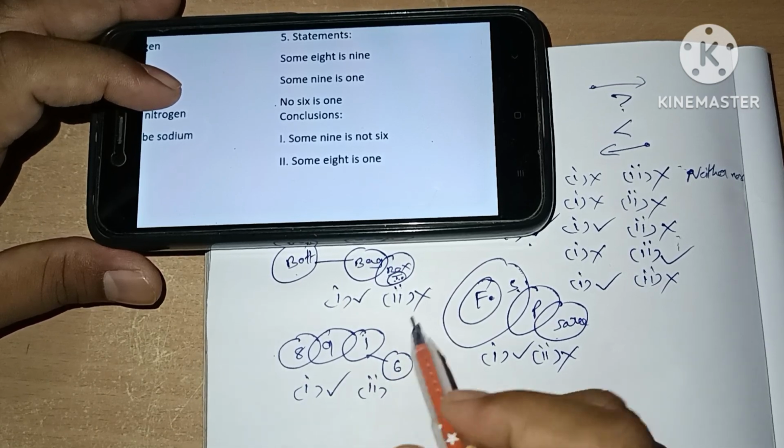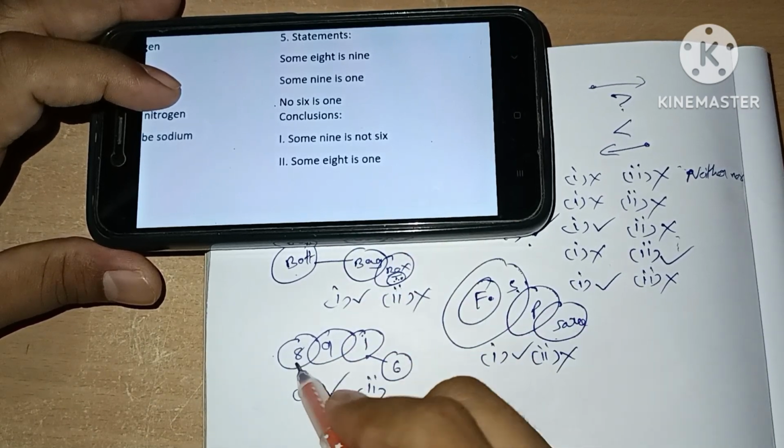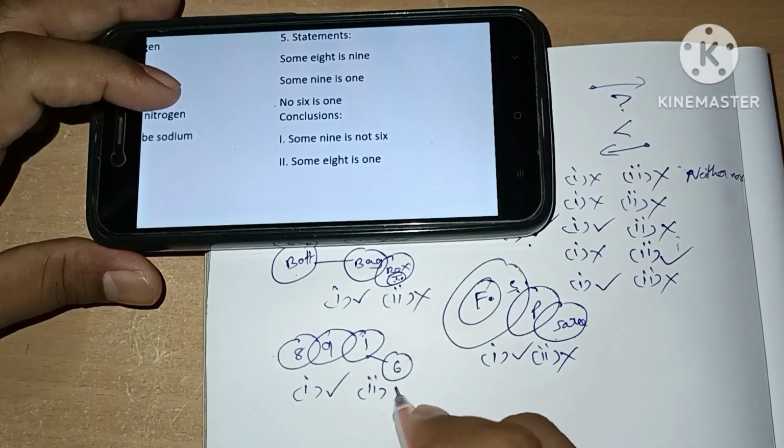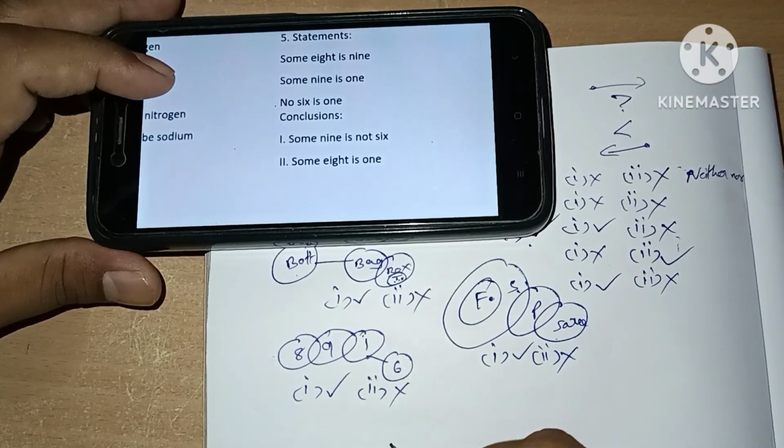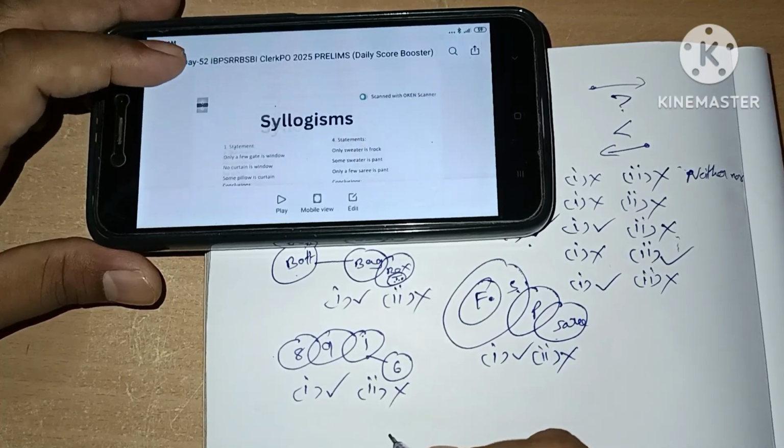Second conclusion. Some 8 is 1. Some part of 8 is sharing with 1? No. So second conclusion is false. Now we are going to see a reasoning puzzle.